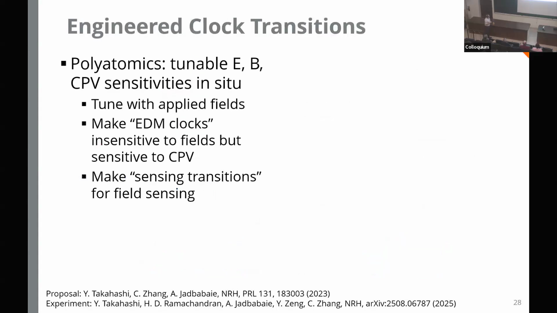So in polyatomics, we realize tunable electric, magnetic, and CP violation sensitivities in situ with applied fields. Just by varying applied fields in the lab, we can make EDM clocks in the molecules that are insensitive to fields, but very sensitive to CP violation. But we can also make field sensing transitions that are very sensitive to fields that we can use to map out the fields very precisely.